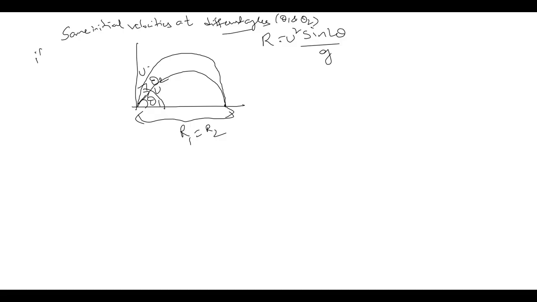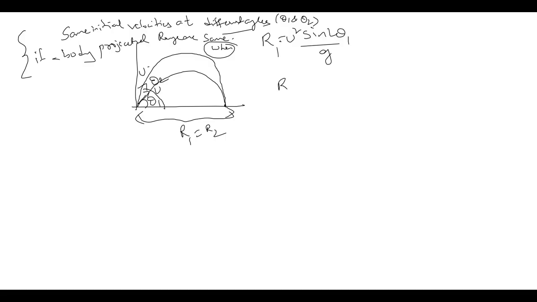If a body is projected and the ranges are the same, when will this happen? Let us see what the condition is for this to happen. Let us take R1 is equal to u square sin 2 theta 1 by g, correct?